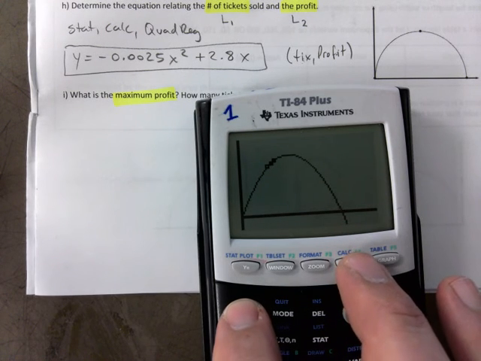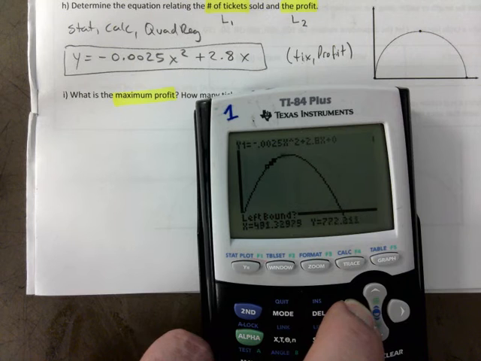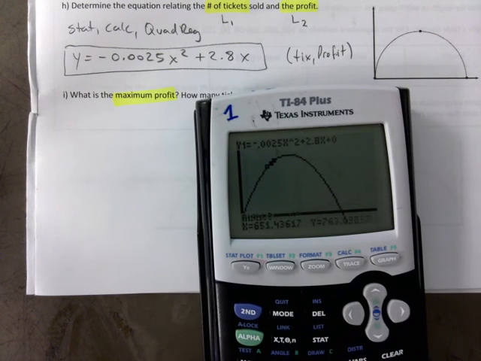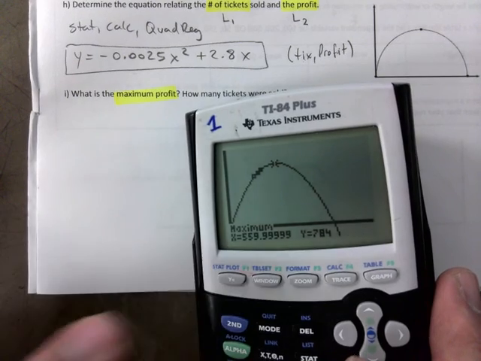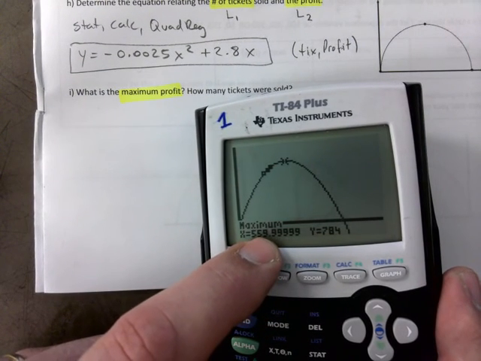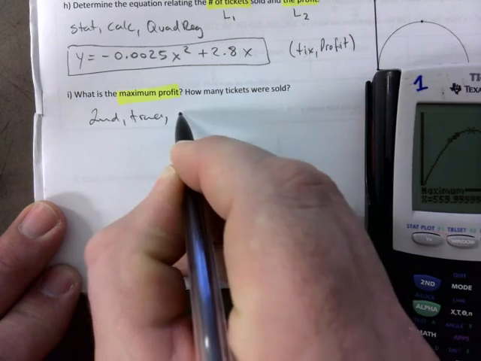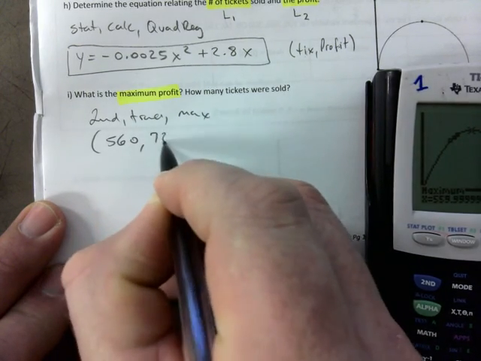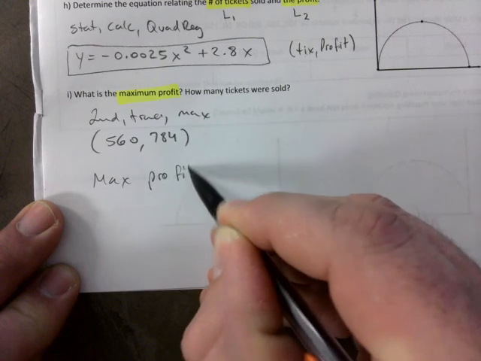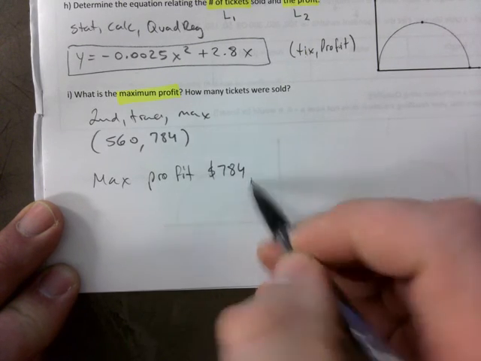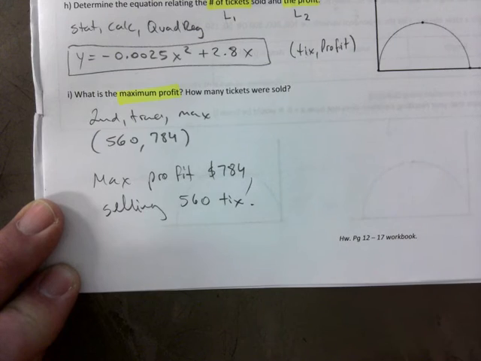Let's find our vertex. Second trace 4 for max. And watch that. See that? So the profit is 784. And didn't we already know that we would sell 560 tickets? Yes, we did know that. So second trace max, we get 560, 784. We already knew this, right? Max profit, 784, right? Selling 560 tickets. Done.